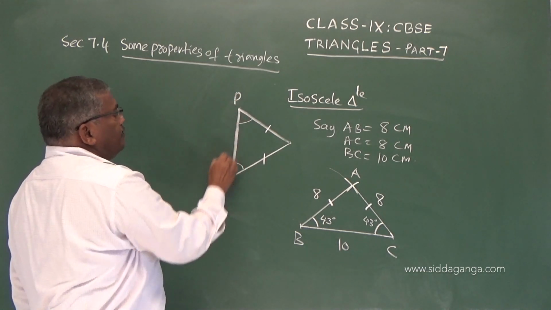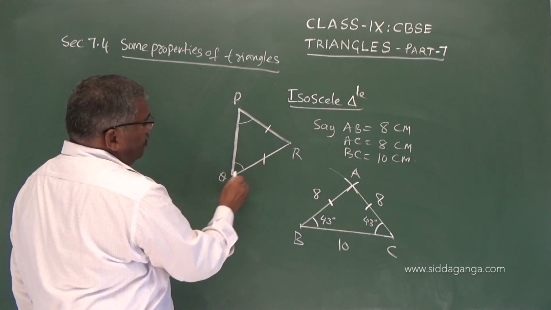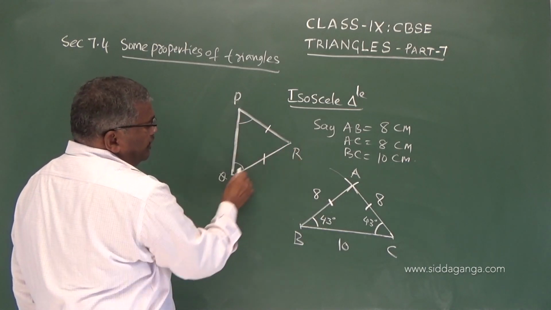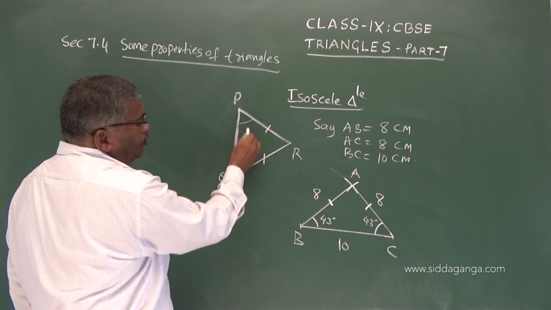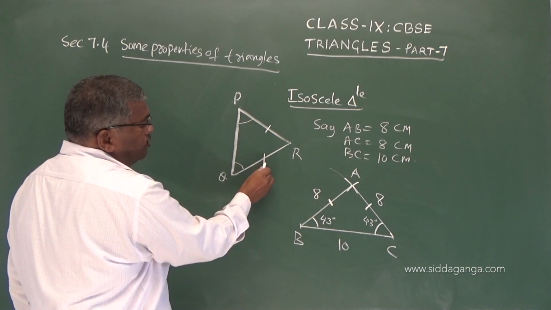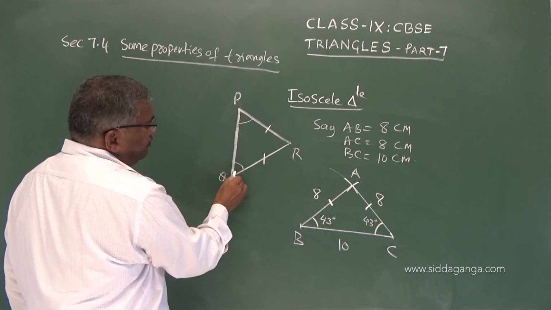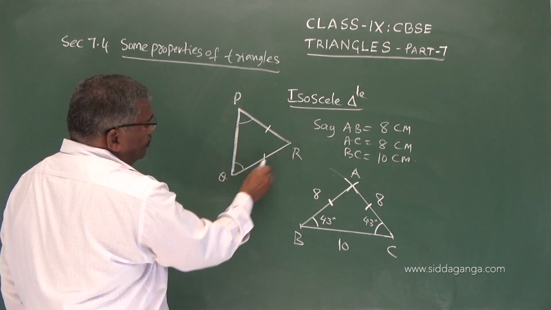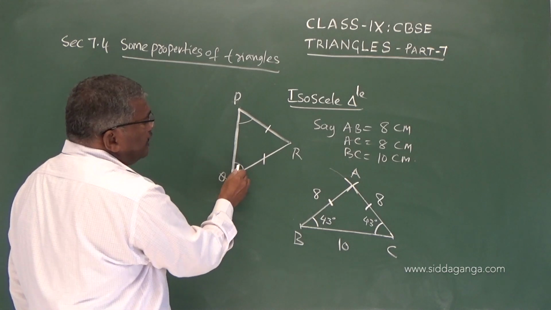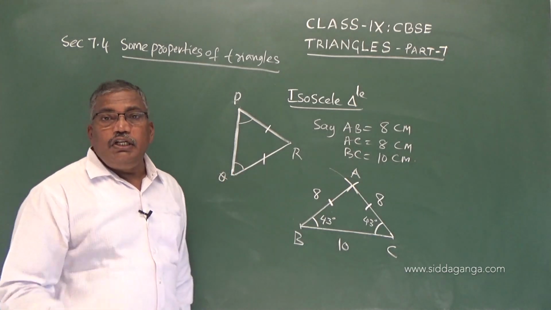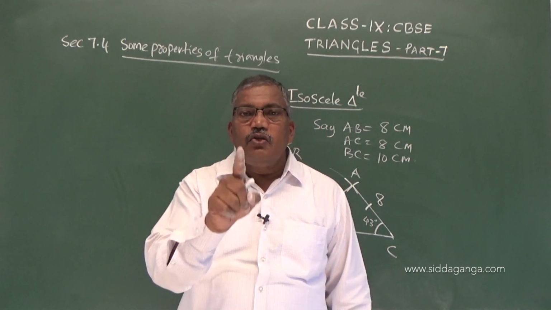If I call this PQR, here PR is equal to QR. These two sides are equal. So, the angles opposite to those two sides, the angle opposite to PR is Q and the angle opposite to QR is P. So, therefore, angles P and Q will be equal. When two sides are equal, their opposite angles are also equal.